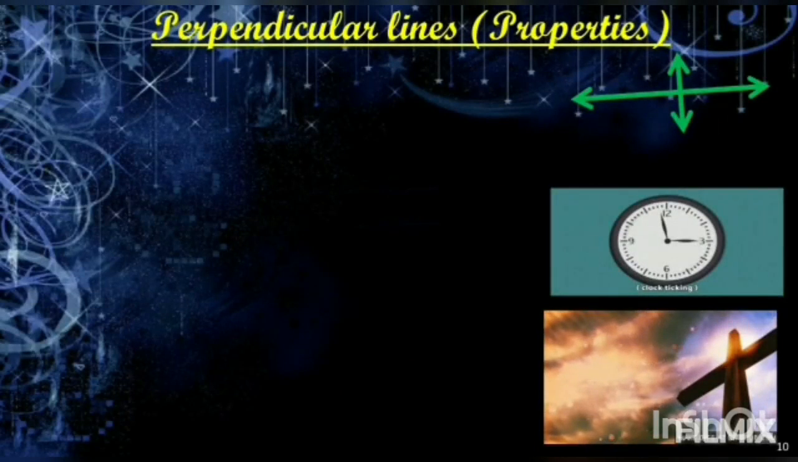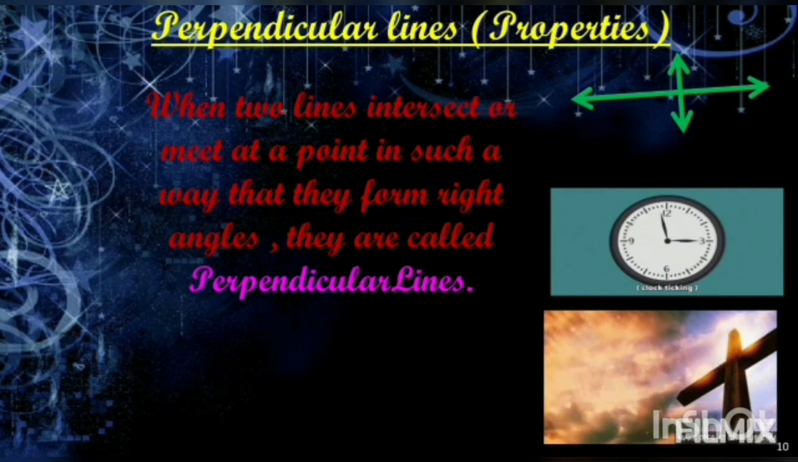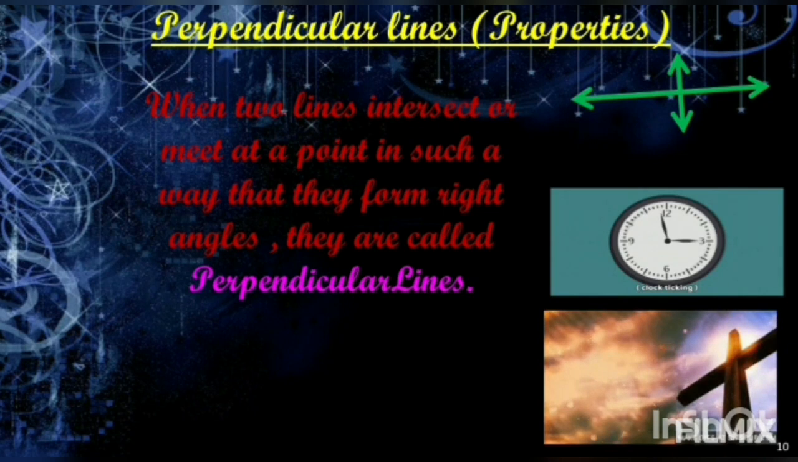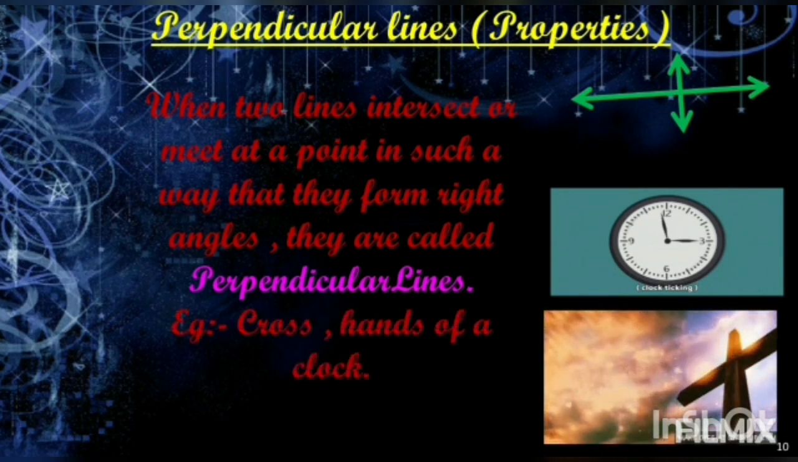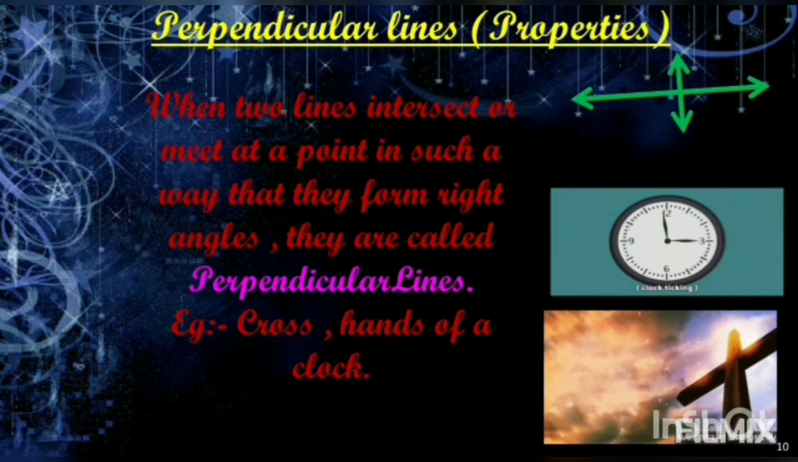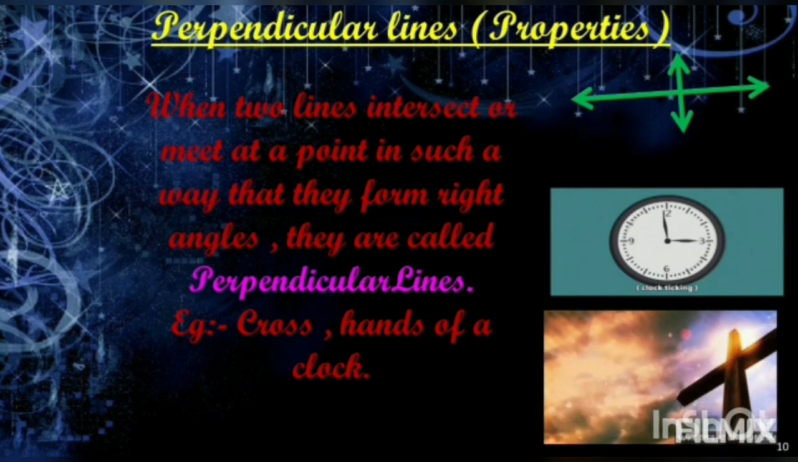Next we have perpendicular lines. When two lines intersect or meet at a point in such a way that they form right angles, they are called perpendicular lines. For example, cross or hands of a clock. If you look carefully, you can see that the hands of a clock are meeting in such a way that they are making a right angle. Same is the case with a cross.